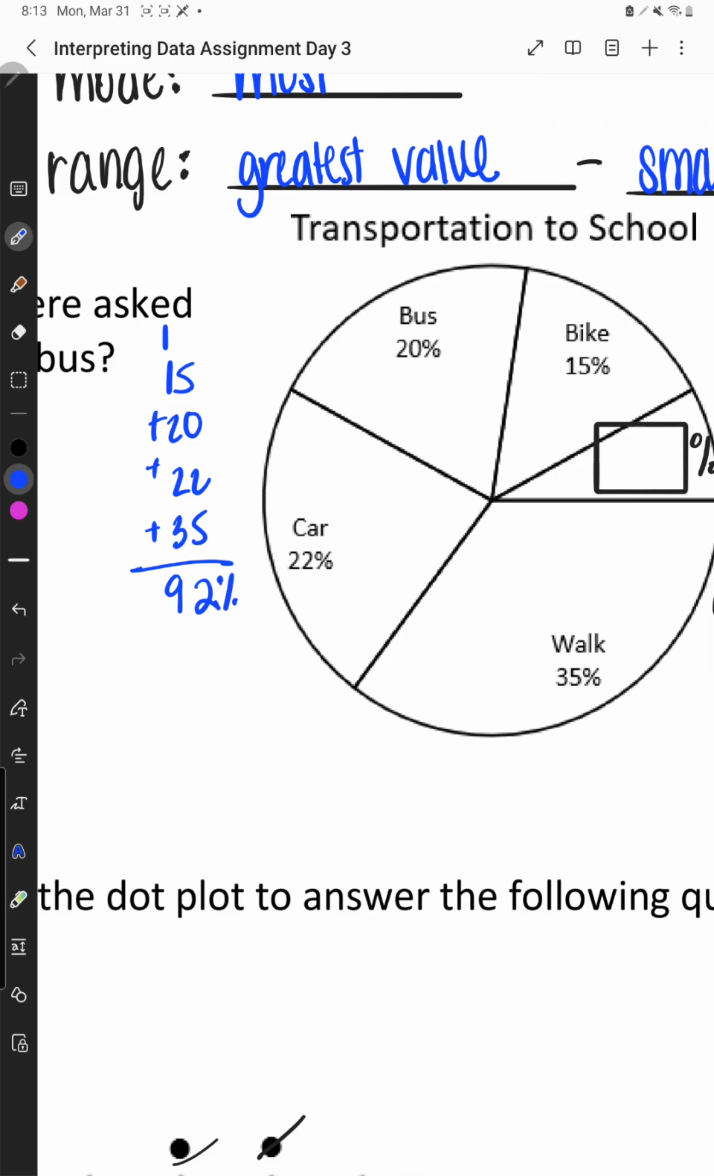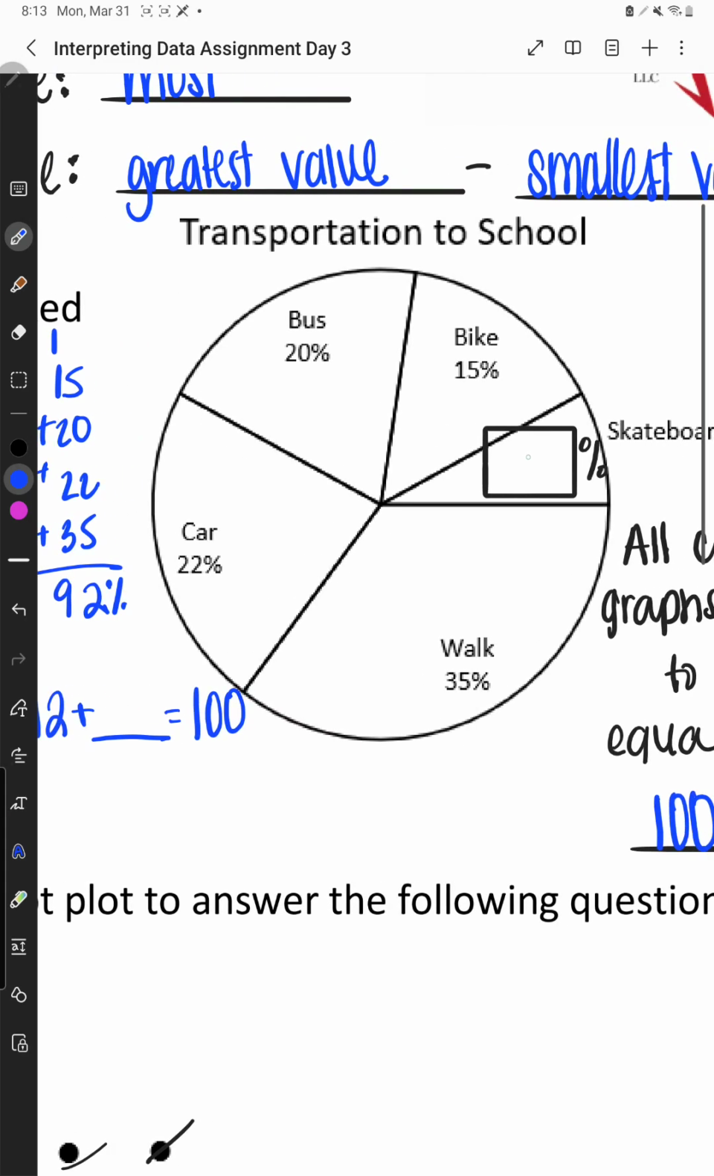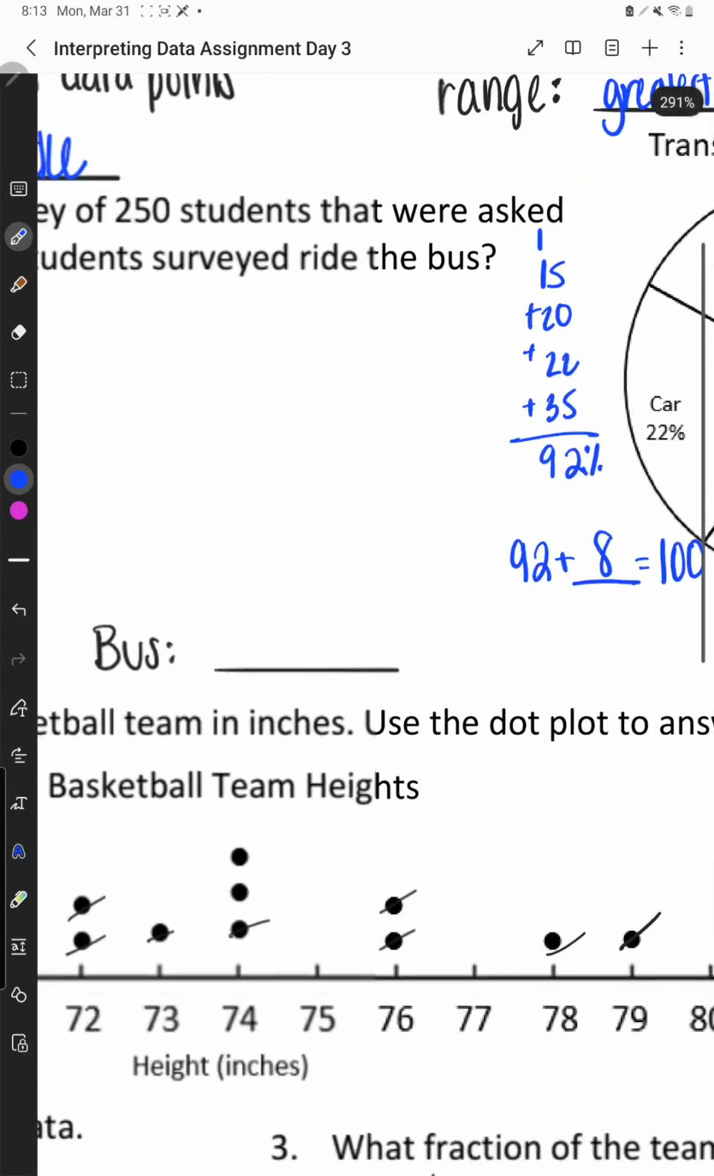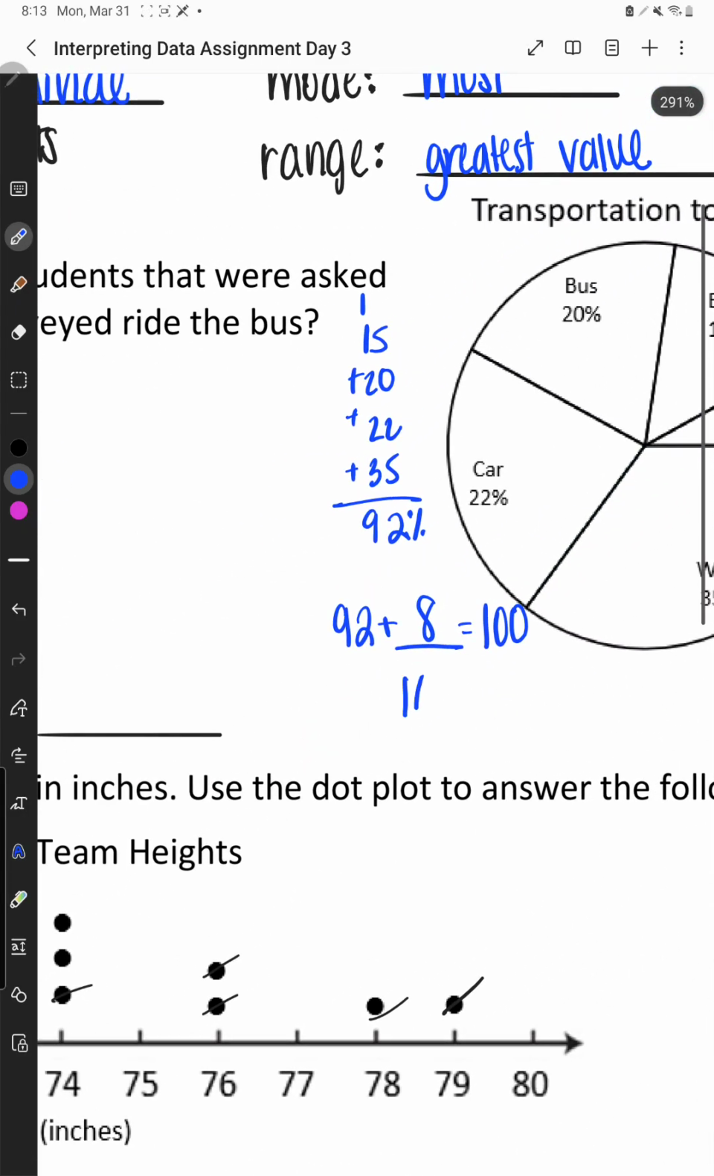So I know of 92% of my circle graph, which means that my skateboard gives me that final boost that I need to get to 100. So how many people ride a skateboard, or what percent of people ride a skateboard? That would be 8% of people ride a skateboard to get to that 100. Or you could do 100 minus 92 to get 8.